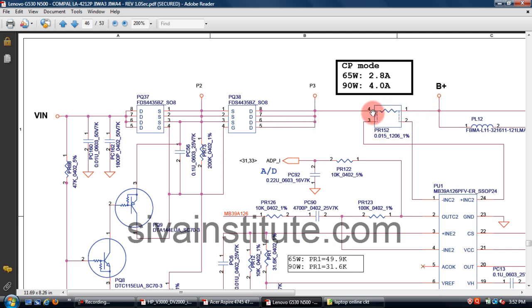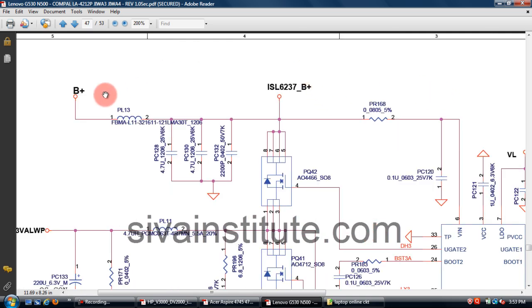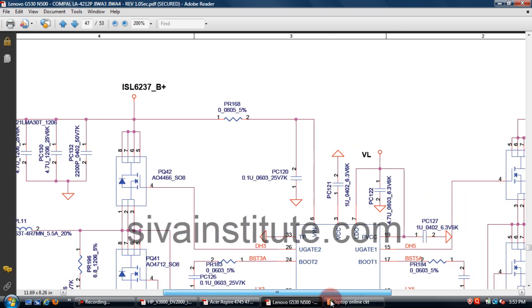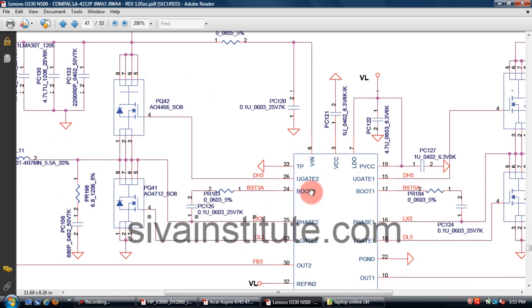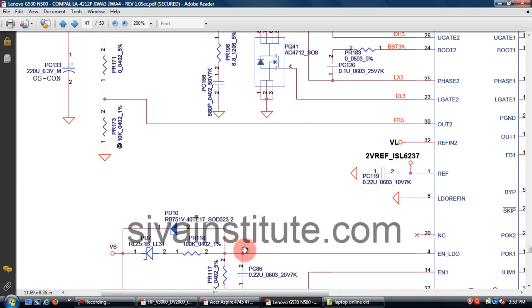This is the current limiting resistor. B plus voltage goes to the 5 volts and 3.3 volts regulator. This is page number 47. Plus B voltage comes to PL13. This voltage goes to the upper FET, and this voltage goes to V in pin number 6, and the same voltage goes to the EN LDO VS voltage.